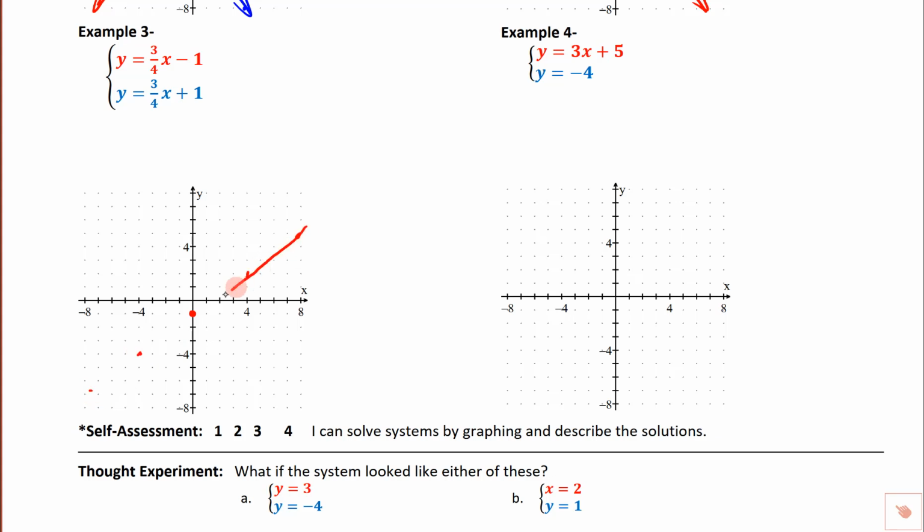So it looks like this. Straight as we possibly can. Put those arrows on there. And then the blue one crosses at 1, and it also has a slope of 3/4. So we're going to rise 3 and run 4.